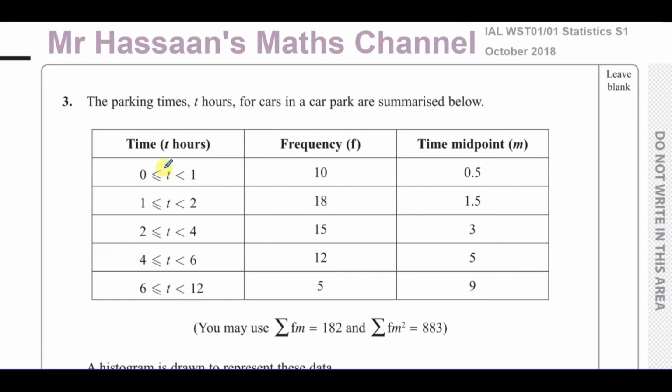for 0.5 hours, because that's halfway between these intervals. So we do that for each of these. We estimate how long they're actually parked for. We don't know the real value, but the best we can do is estimate that this is between 1 and 2 hours.